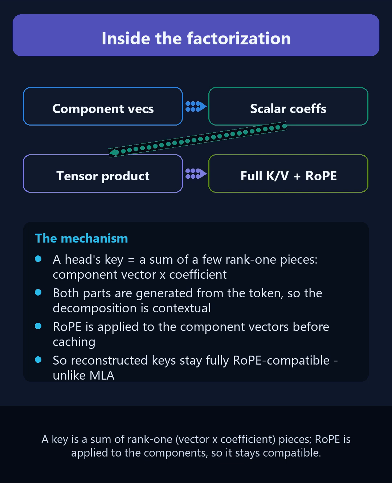Now the internals. The full key for each head is a sum of a few rank 1 pieces. Each piece is one component vector scaled by one coefficient, and you add them up. Because both parts are generated from the token, the decomposition is contextual, unlike static weight sharing. And here is the clever bit. Rotary position embeddings are applied directly to the component vectors before caching, so position information is baked in cleanly, and the reconstructed keys stay fully RoPE compatible.